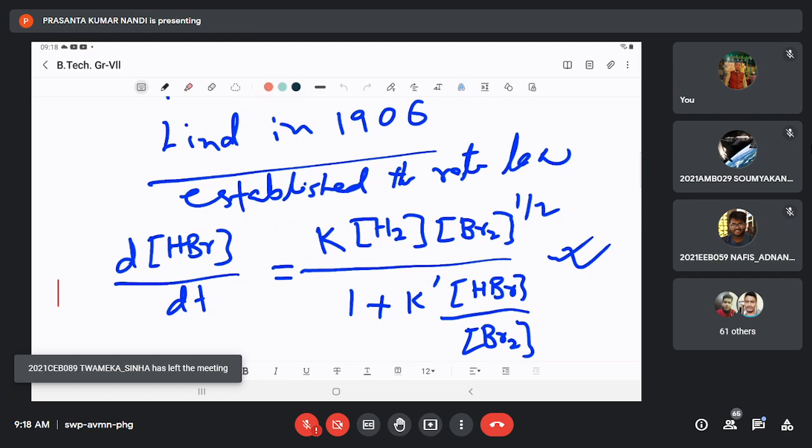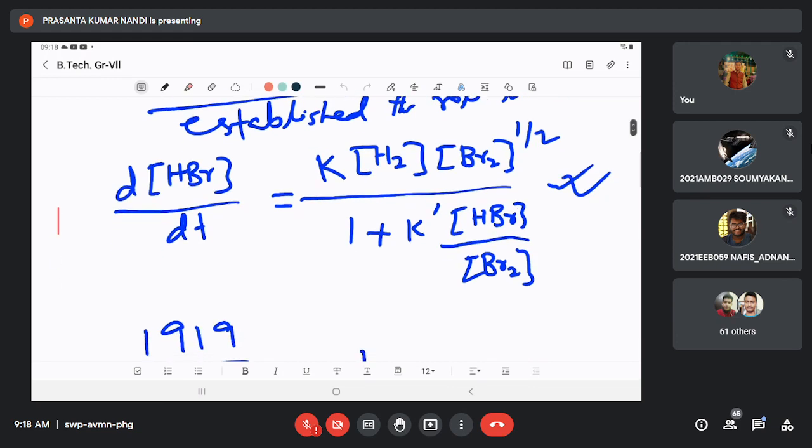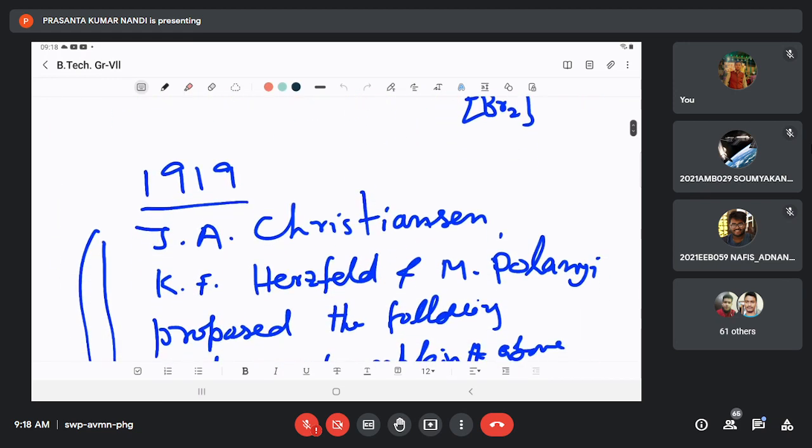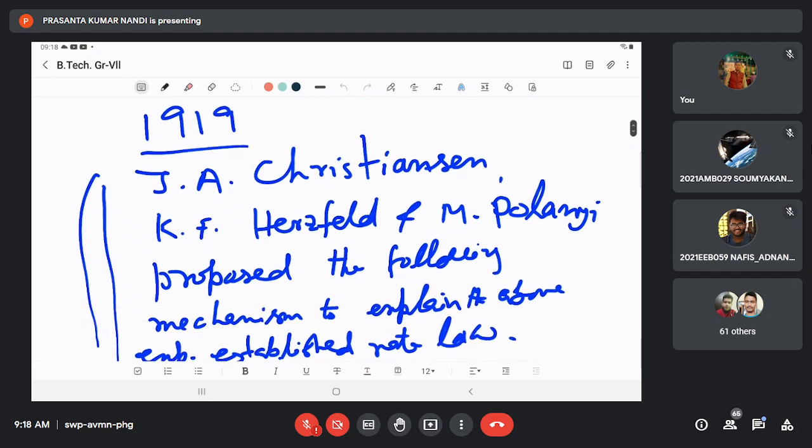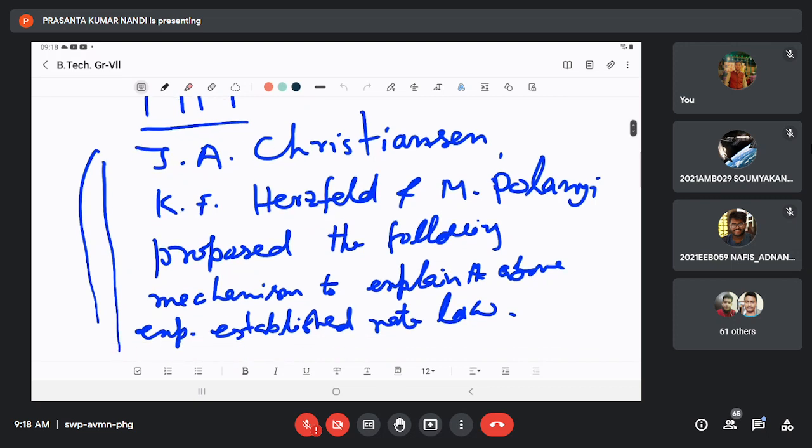Now, this complicated rate law that appears on the basis of the experimental observation was later explained theoretically in 1919 by J.A. Christiansen, K.F. Herzfeld, and M. Polanyi. They proposed the following mechanism to explain the above experimentally established rate law.